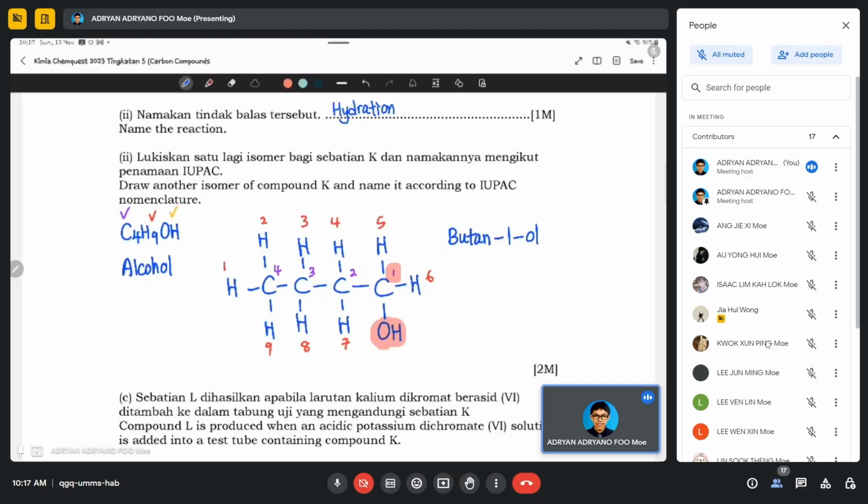Okay, and then some student ask, teacher, can I write O and then I dash another H here? Yes, can. Okay, or you write OH like this also can. But the only thing that cannot is like this.